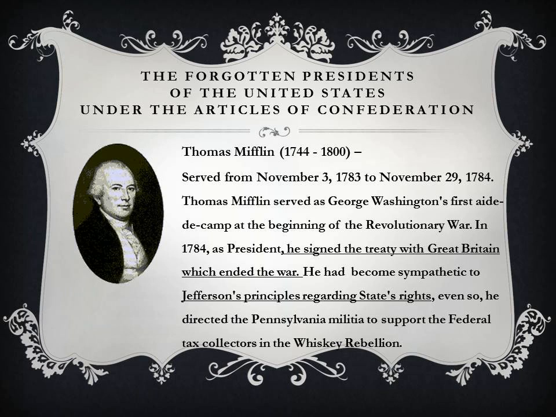Thomas Mifflin served from November 3rd, 1783 to November 29th, 1784. He served as George Washington's first aide-de-camp at the beginning of the Revolutionary War. In 1784, as president, he signed a treaty with Great Britain, which ended the war. So, when we're talking about the Treaty of Paris, that's what that is. When King George finally accepted defeat, in effect, and it allowed the 13 colonies to leave, it was Thomas Mifflin that was president to attend to that signing.